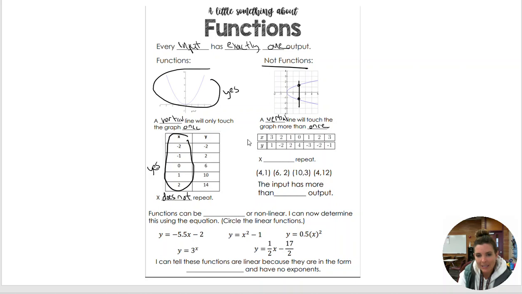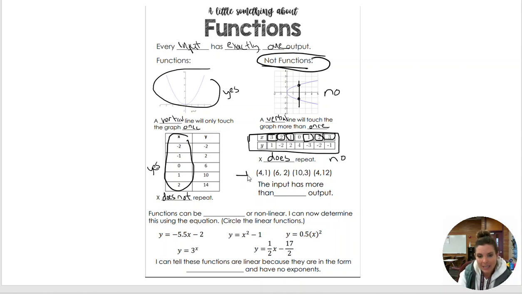When we look at this table right here, notice that it is under the column for not functions. So this one was a no because it did not pass the vertical line test. This one is also a no because as we look through our table here, as we look at our x values, can you see that there's more than one 2? There's also more than one 1. And there's also more than one 3. So we have a lot of x's that are repeating. And so if the x does repeat, then you would say no, this is not a function, okay?